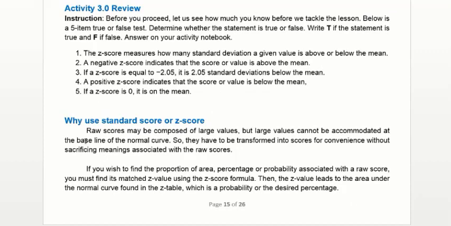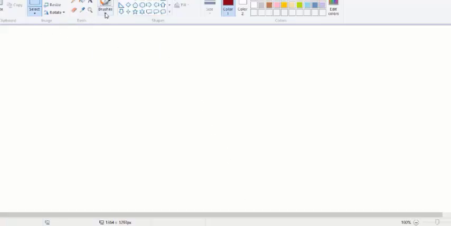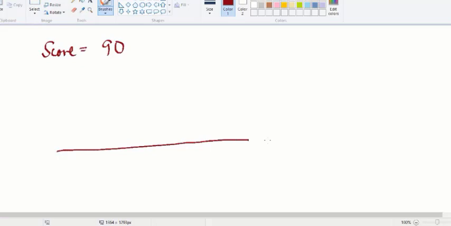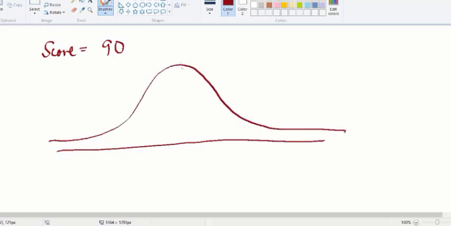Because sometimes, raw scores may be composed of large values, but large values cannot be accommodated at the baseline of the normal curve. So they have to be transformed into scores for convenience without sacrificing meanings associated with the raw scores. For example, let's say we have a score of 90. So in the curve, we all know that this is like 0. Usually we have 1, 2, 3, negative 1, negative 2, negative 3. Although we know that this extends, we cannot really reach 90. Imagine how far that is, right?